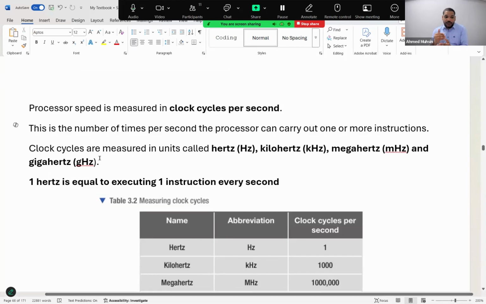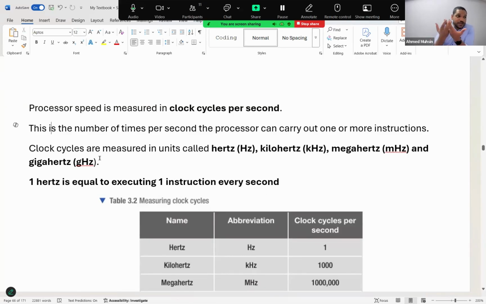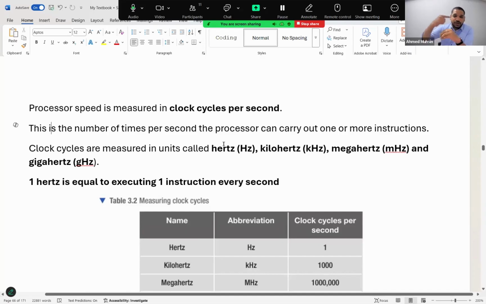Exactly. The number of instructions carried out every second. Clock cycles per second basically tell you the number of instructions executed. Executed means what? Data becomes information. That's what you call an execution. Your instruction becomes information. So basically, it is the number of times per second the processor can carry out one or more instructions. What are the units? We have hertz, kilohertz, megahertz, and gigahertz. We'll be learning how to convert from hertz to kilohertz, kilohertz to megahertz.